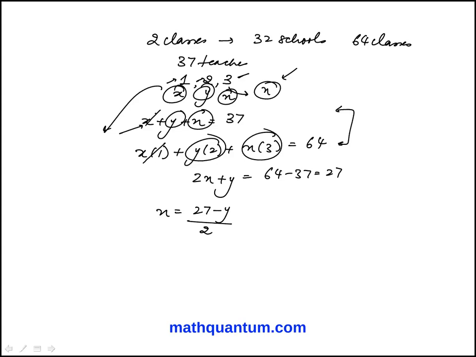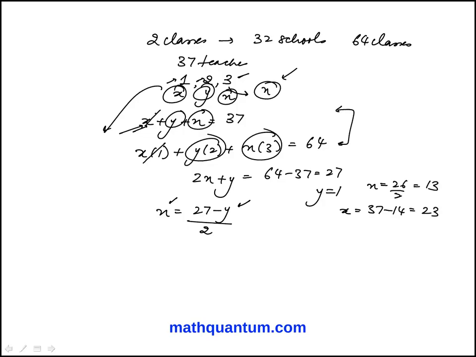Now, x, y, and n have to be integers, so the greatest possible value of n would be when y is 1, in which case n would be 26 over 2, or 13. That would be actually the upper limit. But let's see if the solution works out. y is 1, n is 13. If you look at that, that gives me x is 37 minus 14, or 23.